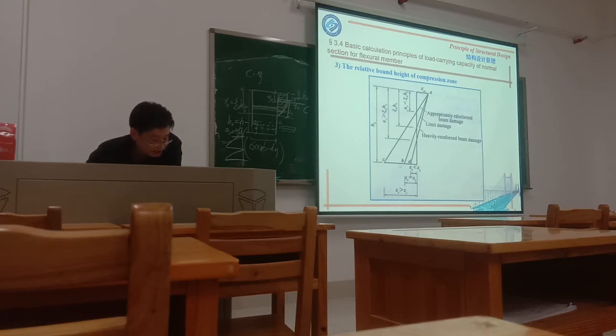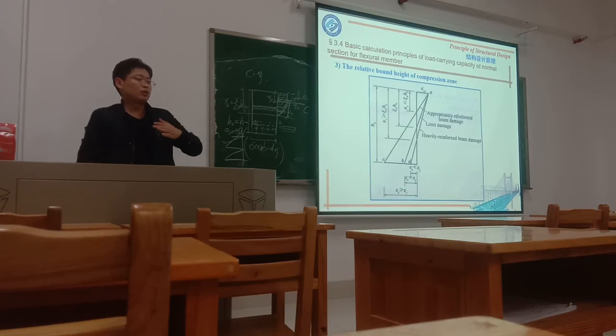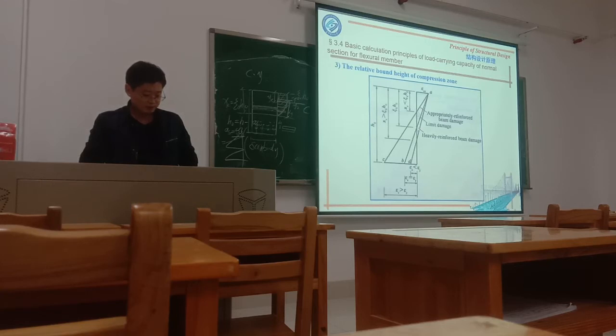You see, for the AB situation, xi_b is the height of the compression zone. Once the height of the compression zone is larger than this value, that means it's over-reinforced. Once the height of the compression zone is smaller than this value, it's appropriately reinforced. Actually, it cannot be too small. If too small, that means under-reinforced. But in this figure, I will tell you the boundary of the over- and the appropriate reinforcement, just this xi_b, this point.